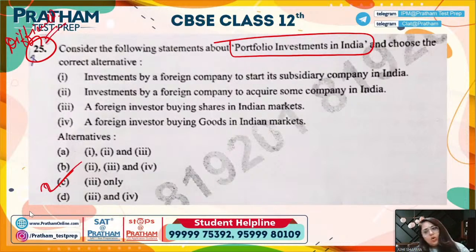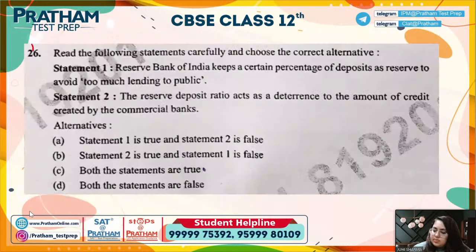If you skipped it, it's completely fine because the questions ahead are pretty easy. Now question number 26, we again have a statement based question, a very easy question. Statement 1 is that the RBI keeps a certain percentage of deposits as a reserve to avoid too much lending to the public. Yes, that is true. This measure is done to control the money supply, so that is actually true.